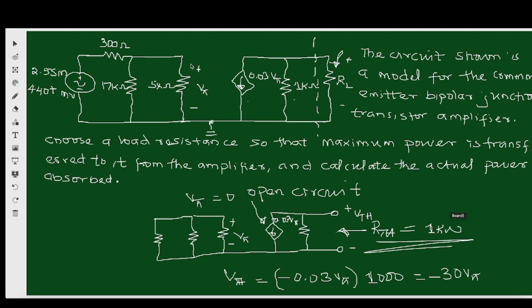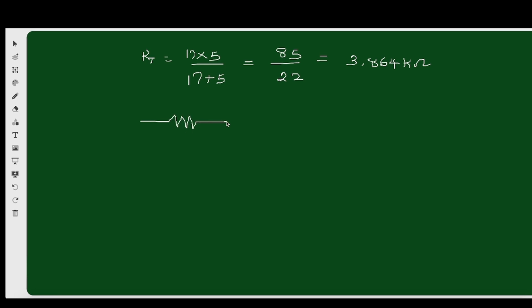by applying voltage division. So if I do that, the resistance combination of 17 and 5 kilo ohm will be what? So we have RT will be 17 times 5 over 17 plus 5. So that will be giving us what? This will be 22 and this will be 85. So this should be giving 3.864 kilo ohms. So therefore, which means that I'll now be having 300 ohms, right?